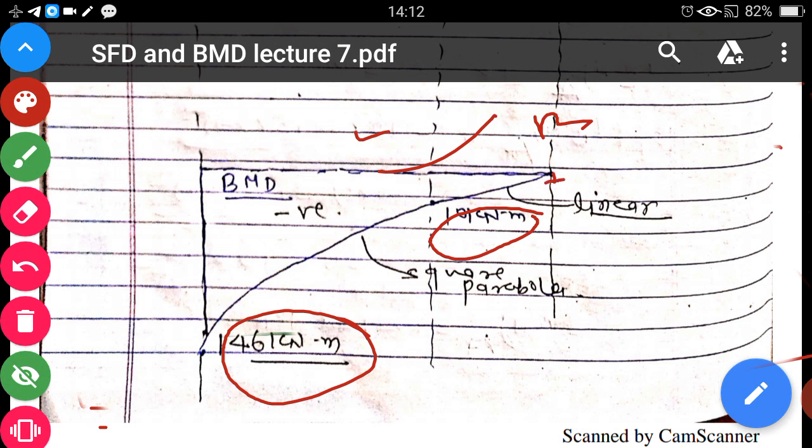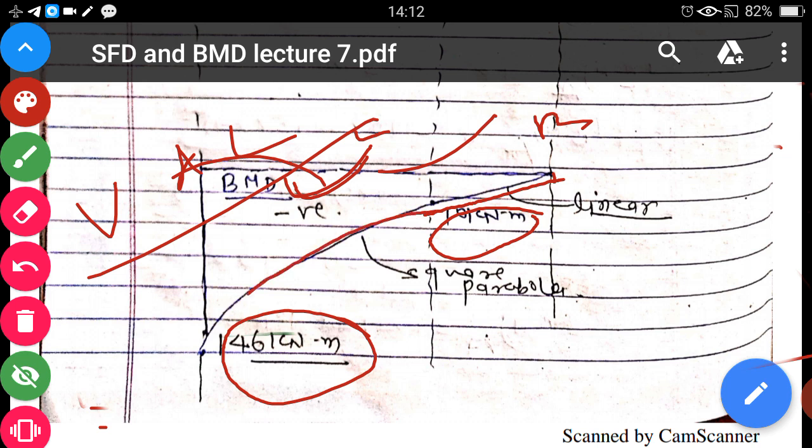After that the section is loaded with UDL. And you know that in the case of UDL the bending moment is what? Parabolic. That's why here it is a parabola, a square parabola. After that you can mark here the whole portion. This is the bending moment diagram of the current question.